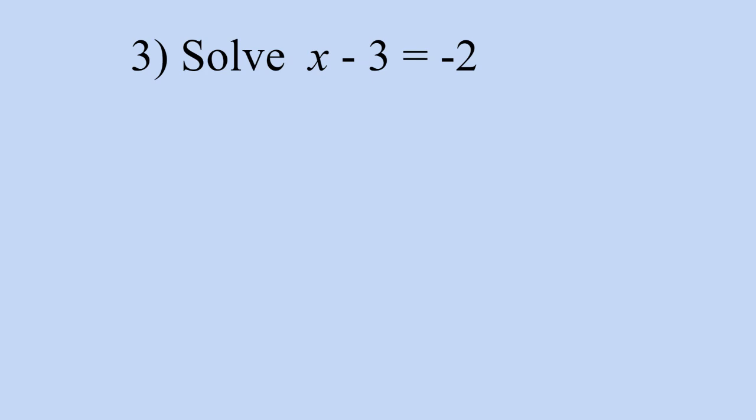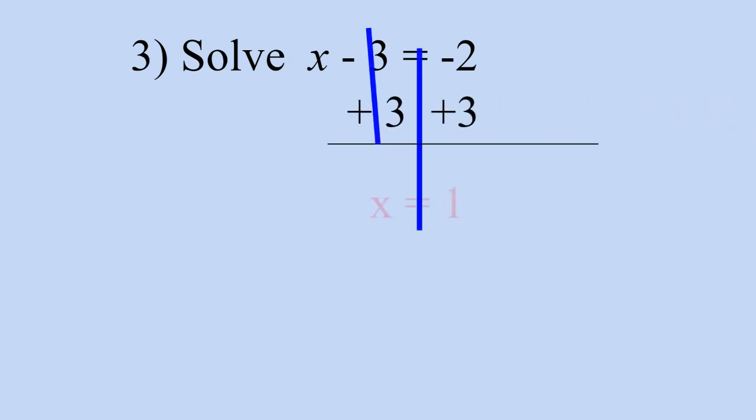If I have a subtraction equation, of course, I'm going to add. So what am I going to do here? I'm going to add 3 to both sides. I'm going to simplify it out, and I have x equals 1.